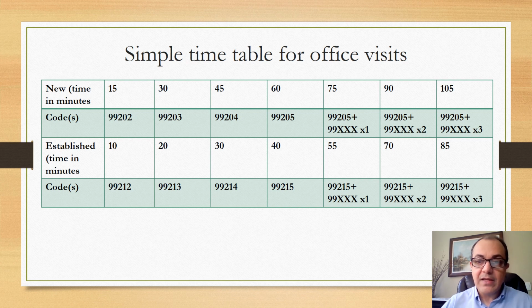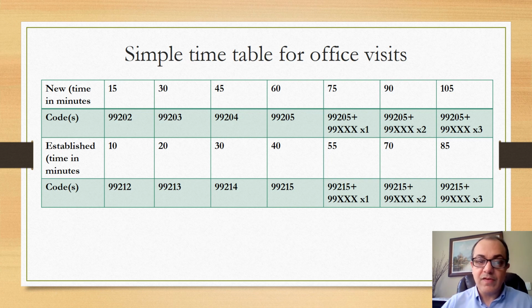So to simplify it, I wrote here 15, 30, 45, 60, 75, 90, 105, all going by 15-minute increments. And you see here that if you spend 105 minutes in a new patient visit, you can get 99205 plus 3 units of prolonged visit code, which adds up a lot to your work RVUs.